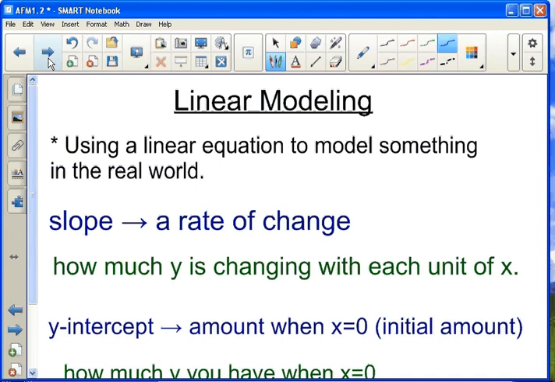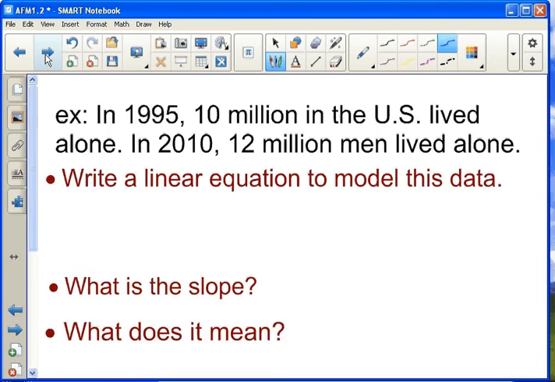So let's look at an example of how we might go about this. In 1995, 10 million, this should say men, that's where my word's missing, 10 million men in the U.S. lived alone. In 2010, 12 million men lived alone. Write a linear equation to model this data.